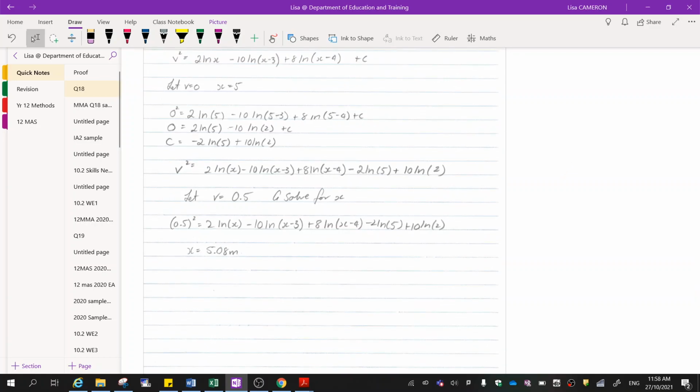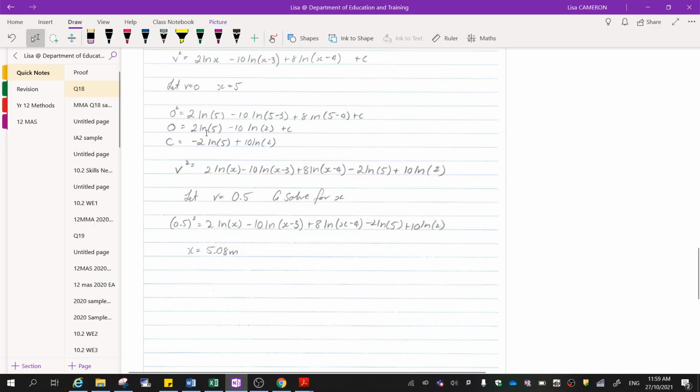All right, so now I've got v squared is equal to everything that was originally there plus our c value, and now I can let v equal 0.5. From here, I can G-solve to find out that my value of x is 5.08 meters, which is our final answer for this.